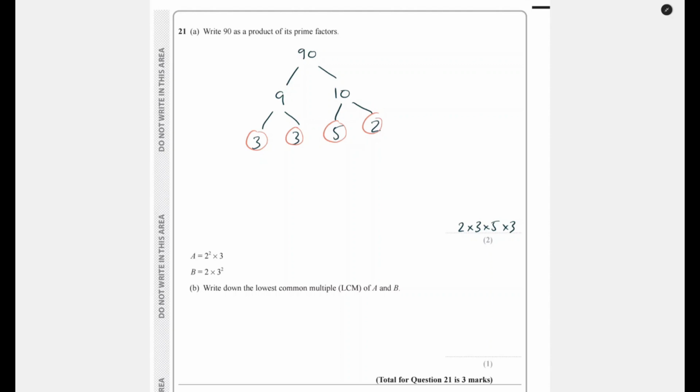Part B says a is equal to 2 squared times 3 and b is equal to 2 times 3 squared. Write down the lowest common multiple of a and b. So a quick trick is we can find out the biggest power of each prime in each expression and multiply them together to get the lowest common multiple. So in the first, it's 2 squared, which is 4, times 3. And in the second, it's 2 times 3 squared, which is 9. So 4 is the largest power of 2 and 9 is the largest power of 3. So 4 times 9 is equal to 36. So the lowest common multiple is 36.